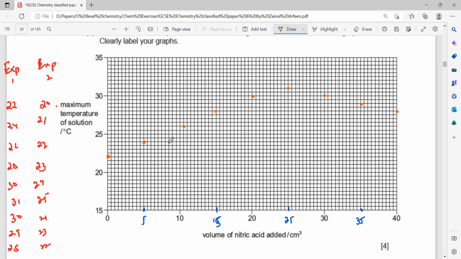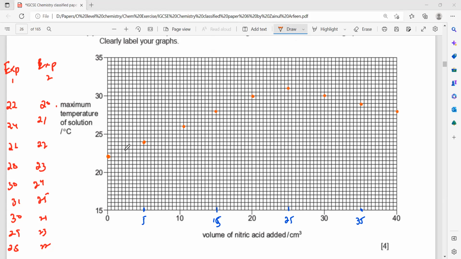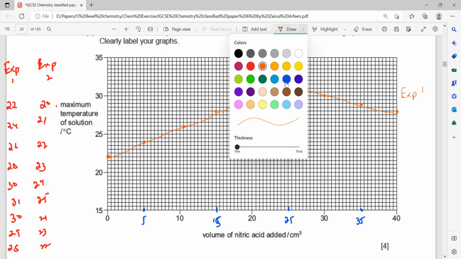And we have to draw a smooth line, so we have to join these points. Use thin lines when you're marking a point. For a smooth line graph, you have to join those points to the best fit, and label them as well, like this is for experiment 1. Then we have to do the same thing for experiment 2.